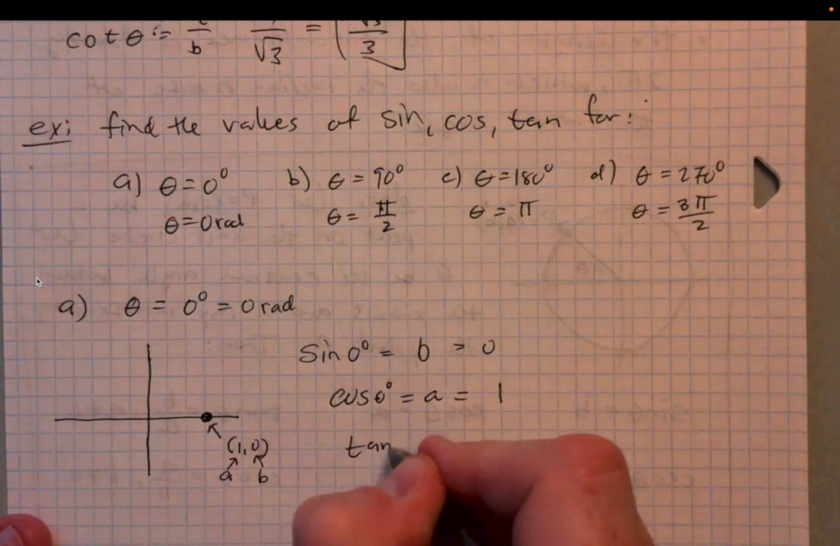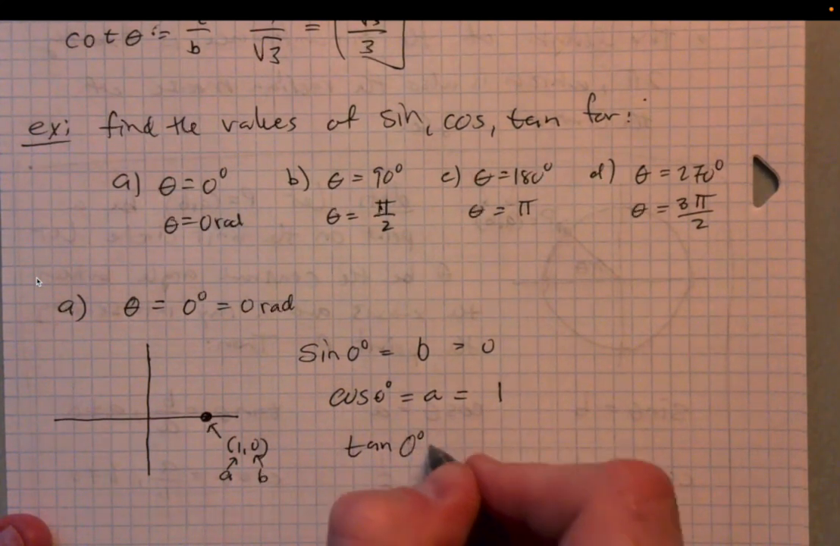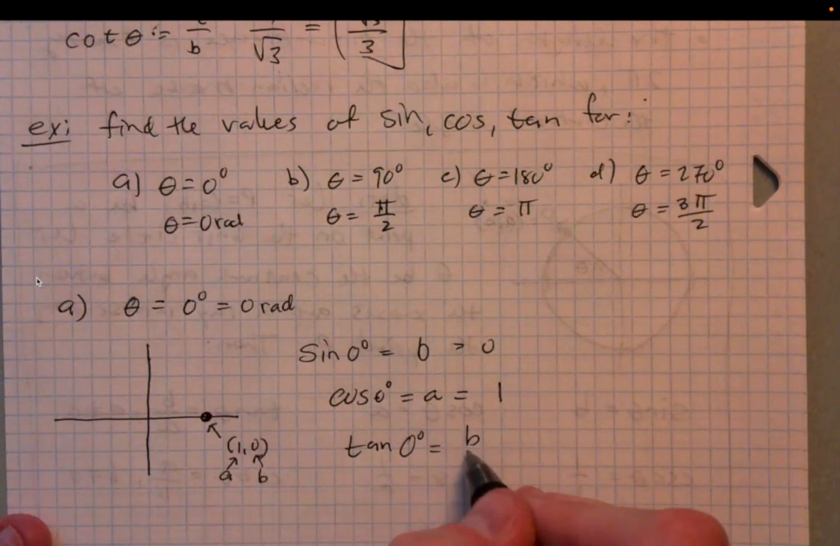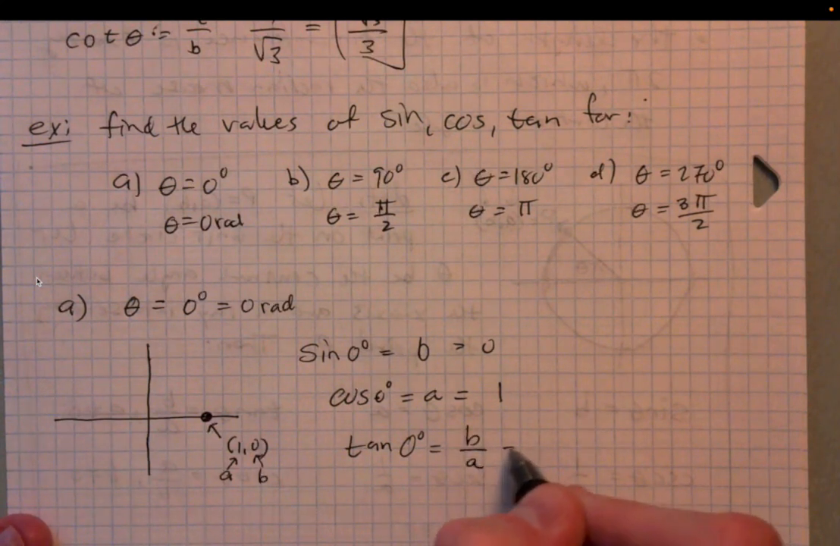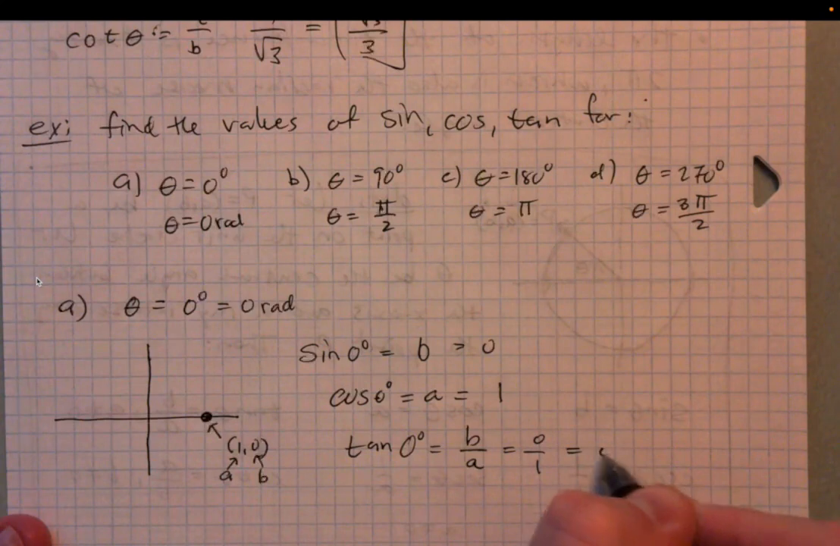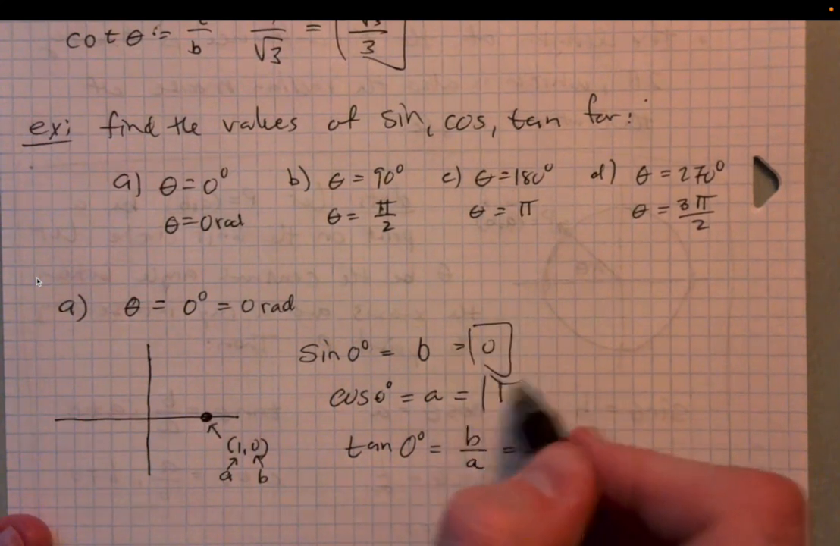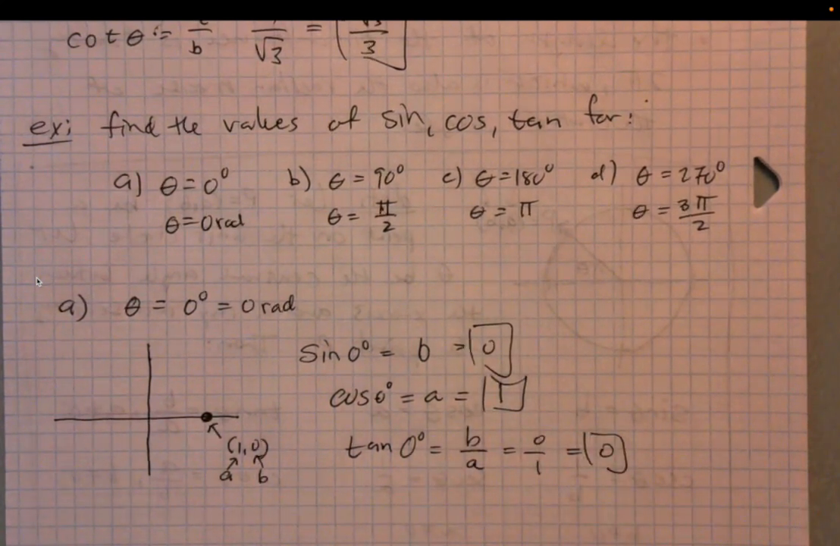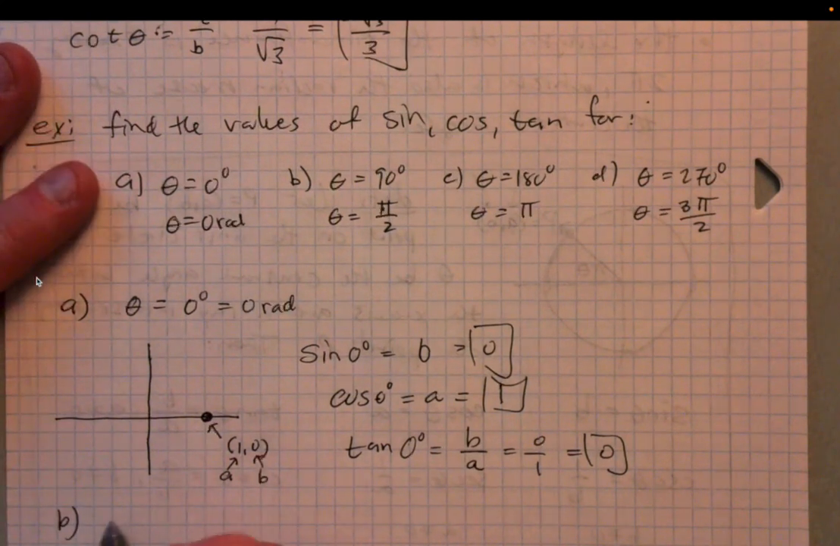And then the tangent of 0 degrees is equal to b over a, which is 0 over 1, so 0. Right, so the sine is 0 at 0 degrees, or 0 radians. Cosine is 1, and the tangent is also 0. Okay, so that's the first one, and all of these will follow the same pattern.